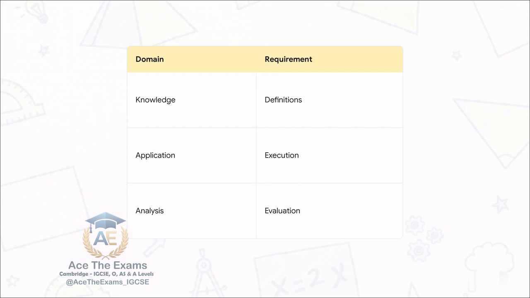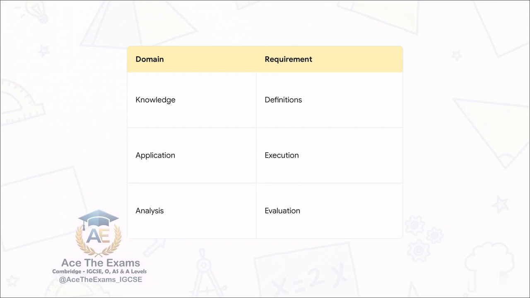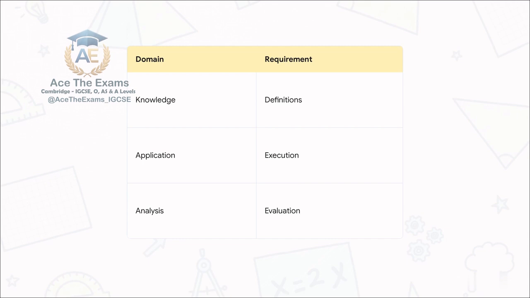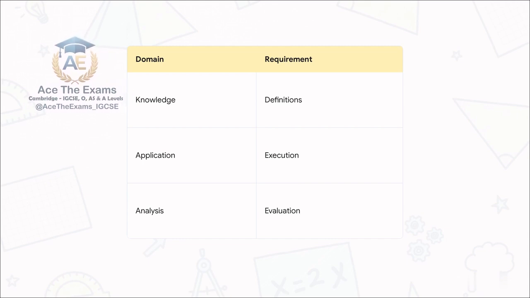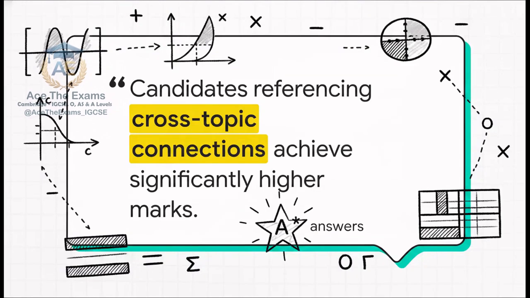I can't stress this enough. In Cambridge exams, examiners award marks for the analytical process, not just for having a final magical answer appear at the bottom of the page. You are building a rock-solid case for the examiner. And this quote right here, this is an absolute goldmine. It comes directly from the principal examiner reports. Candidates referencing cross-topic connections achieve significantly higher marks. So what does this actually mean for a trigonometric modulus function? It means that solving a modulus equation might actually require you to use your knowledge of quadratic equations or coordinate geometry or trigonometric identities. An A-star answer seamlessly weaves these different syllabus areas together.